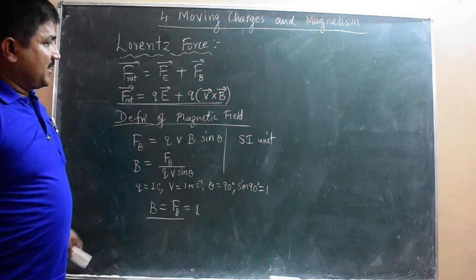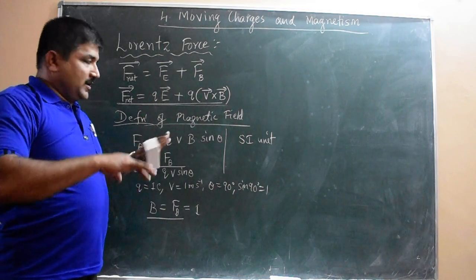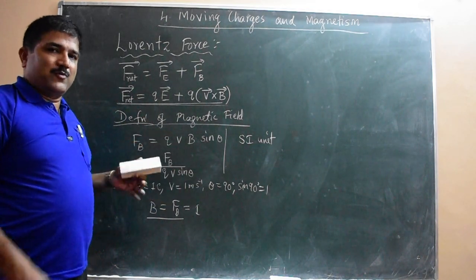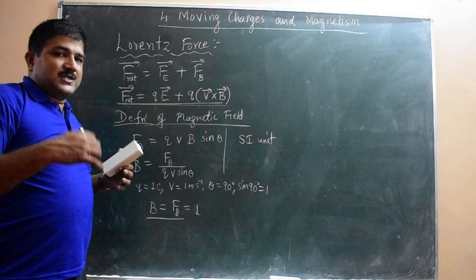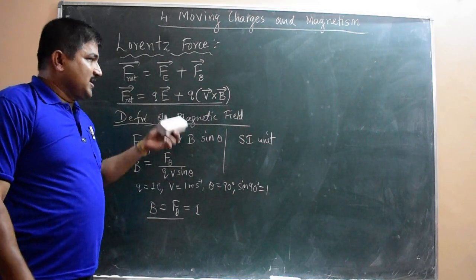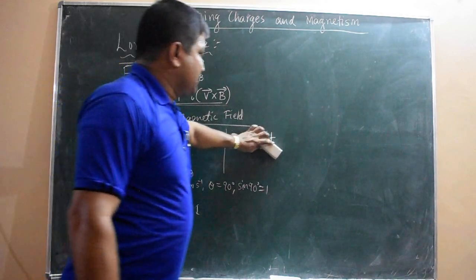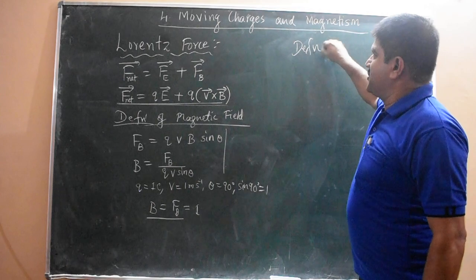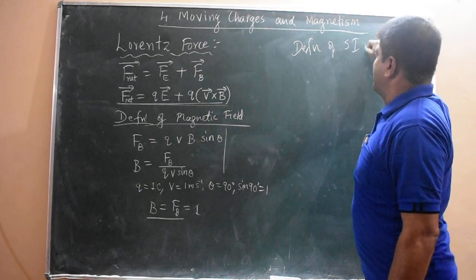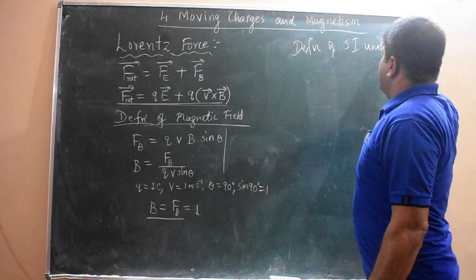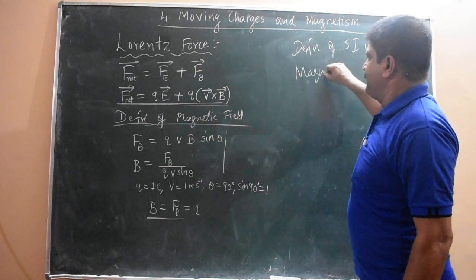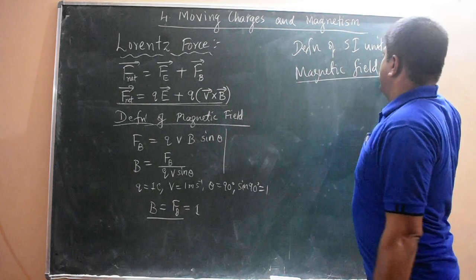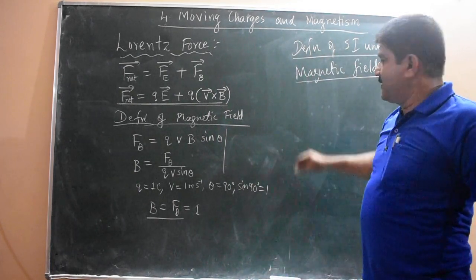Magnetic field is the space around any magnetic body, like a magnet or a moving charge, where a charge can experience a force. So that is magnetic field. Now, the definition of the SI unit of magnetic field. So what is the definition of the SI unit of magnetic field?